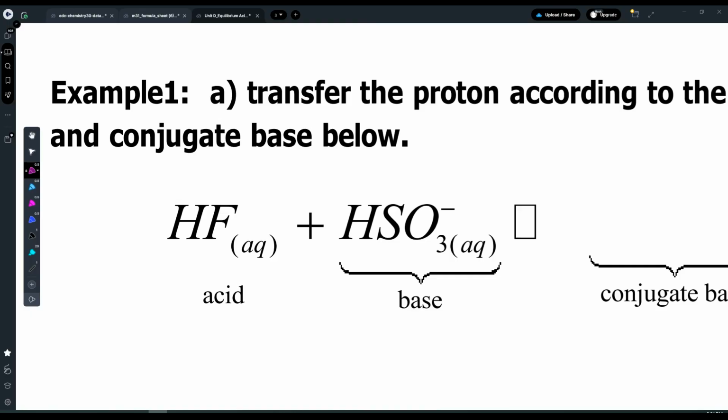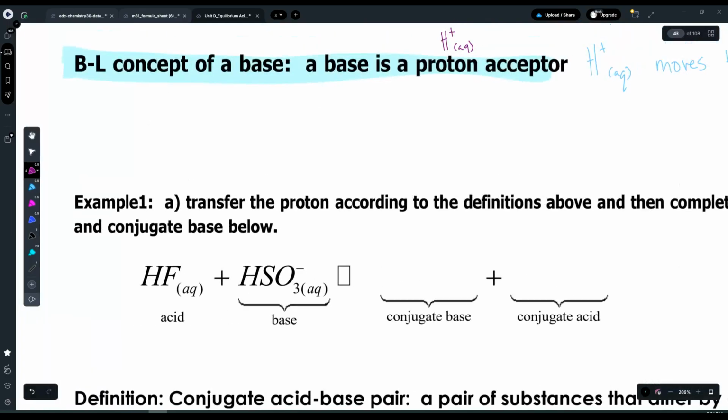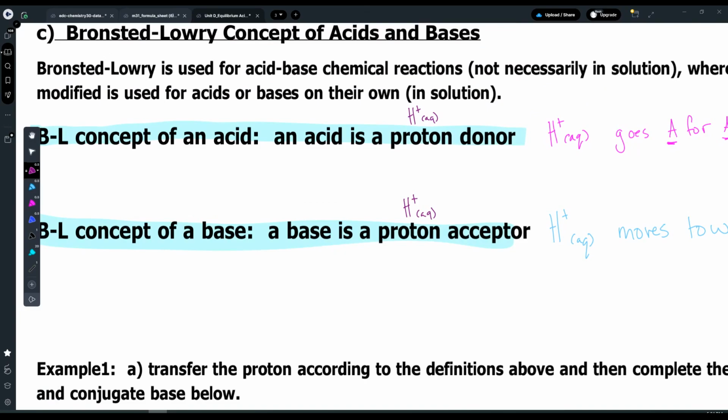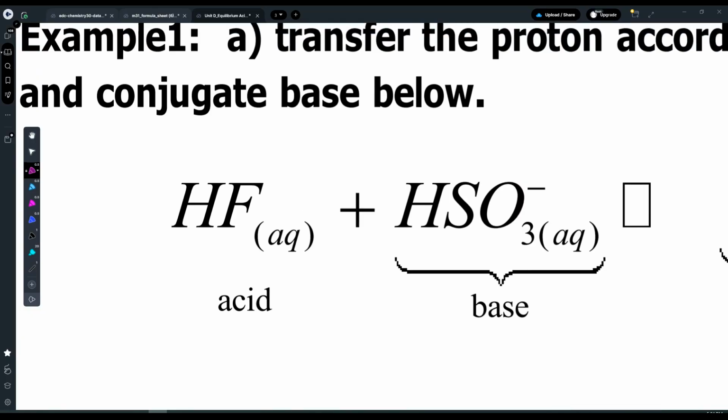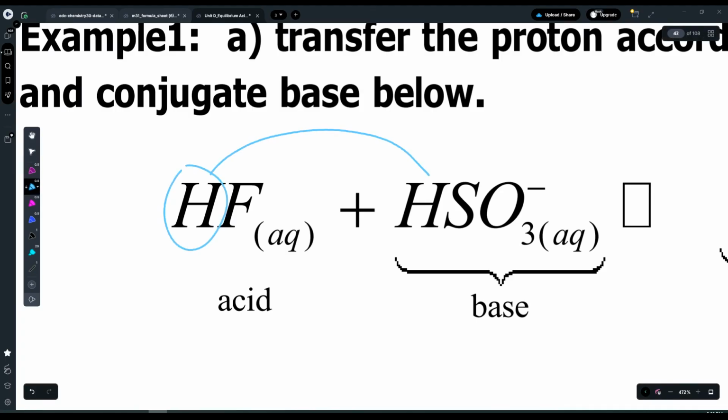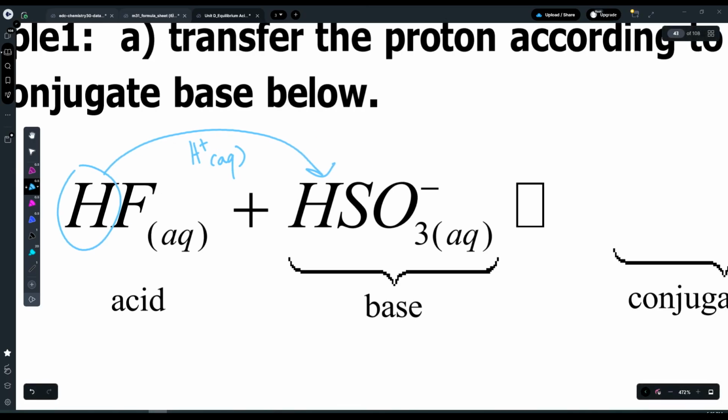All right, so we're going to use these definitions where acids A for away, bases go towards home base. Okay, so we're already told hydrofluoric acid, that is our acid. Okay, another way you can tell that it is an acid is, like we said in the previous page, it either begins with an H or ends in COOH. So since this is our acid, A for away, so our hydrogen ion is donated by our acid and accepted by our base.